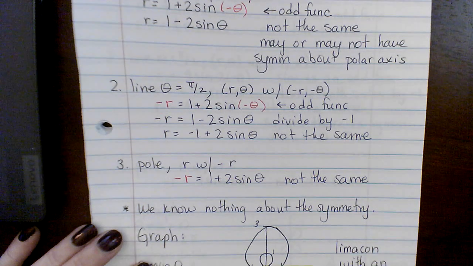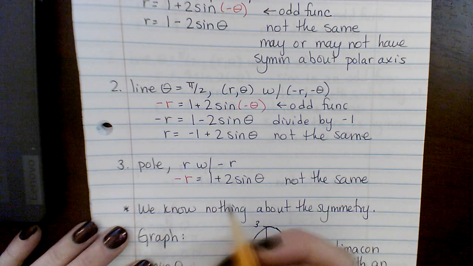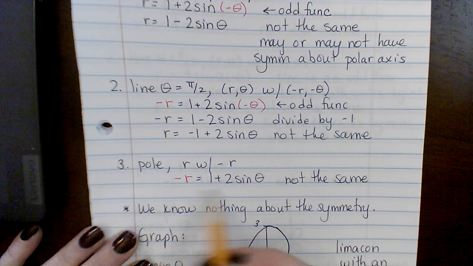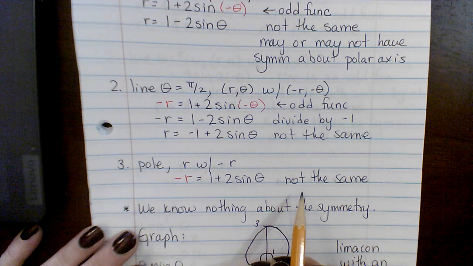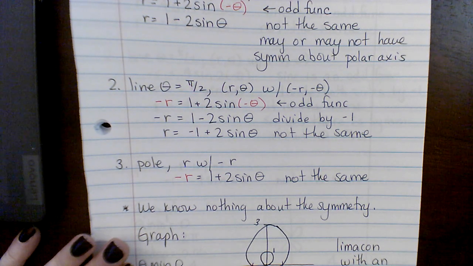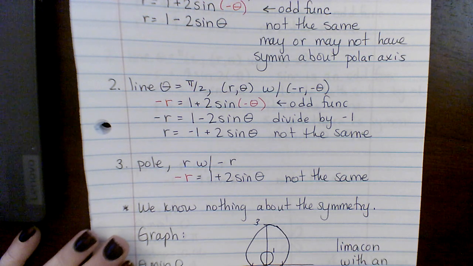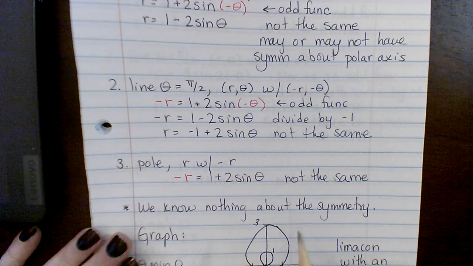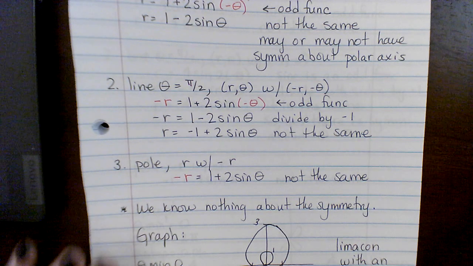All right, how about the pole? Surely that one's going to be our winner, right? Yeah, no. So basically, we know nothing about the symmetry. We're not guaranteed that it has to be symmetric, and we're not guaranteed that any of these are going to work. So I don't want you to think that the first 2 failed, so this third one, this is it. This is my win.